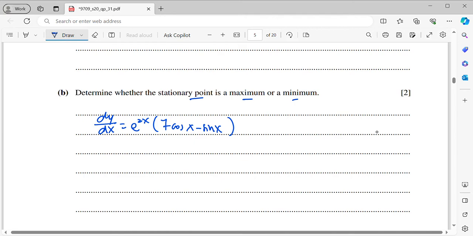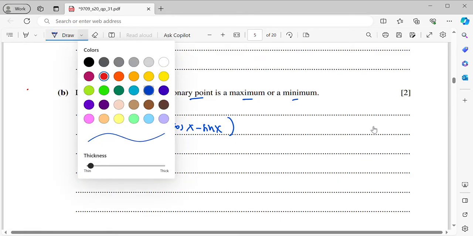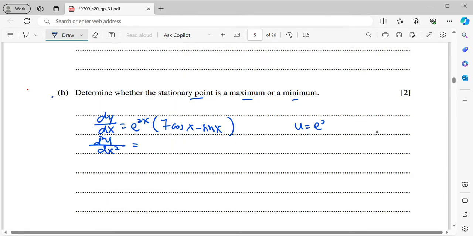Okay, so now to get the second derivative, again, this is a multiplication of two terms. That means we have to use the product rule. My u is going to be e^(2x). Then my u prime will be 2e^(2x) as just now. Then the v is 7 cos x minus sin x. Then the v prime: differentiate 7 cos x, negative 7 sin x. Differentiate negative sin x is negative cos x.